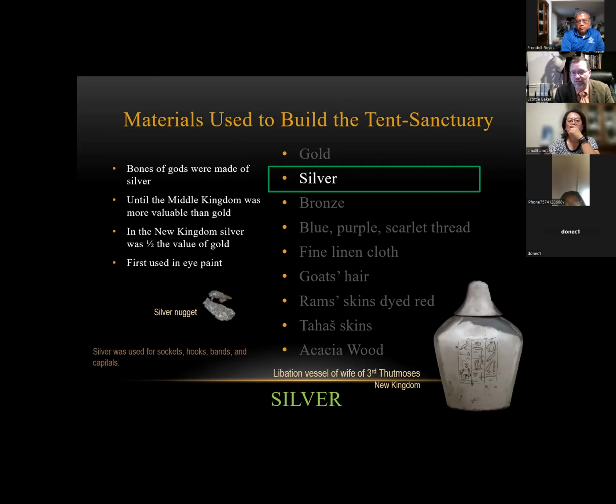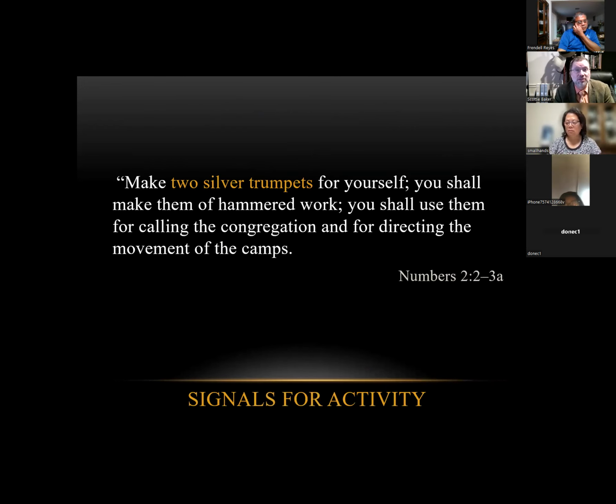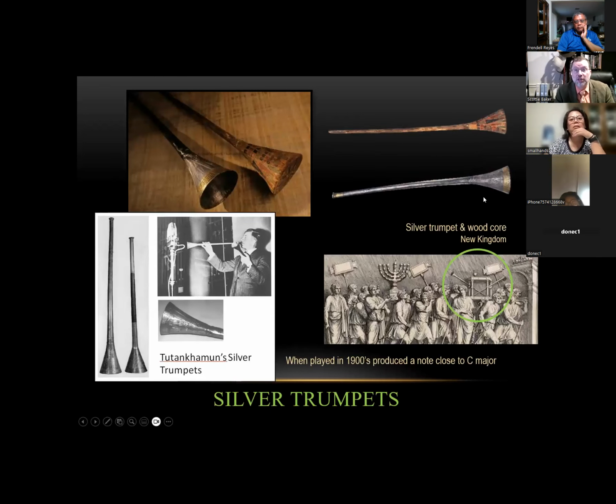Silver, of course, was very, very common in ancient Egypt. In fact, during the Middle Kingdom, it was actually more valuable than gold, but it's about half the value of gold at the time of the New Kingdom. So silver, of course, was very, very common. In fact, later on, during the third intermediate period, a whole coffin was made out of silver. They used a lot of silver. Most of that silver was used just for those sockets for the tabernacle. I told you about that already. God also said in Numbers 2, make 2 silver trumpets for yourself of hammered work. Well, in Tutankhamun's tomb, they found silver trumpets.